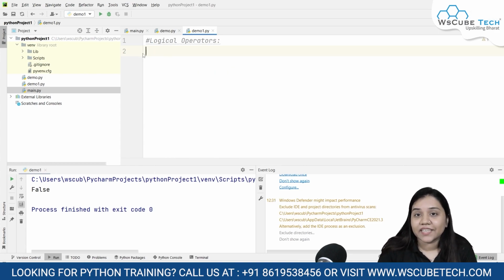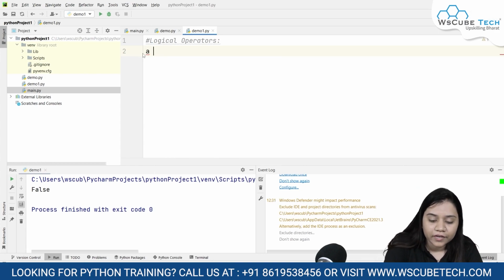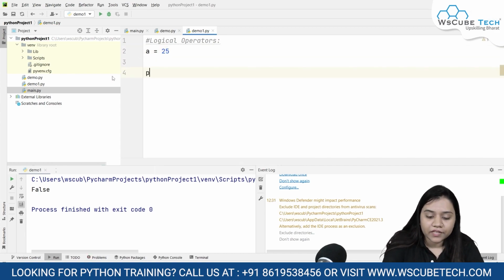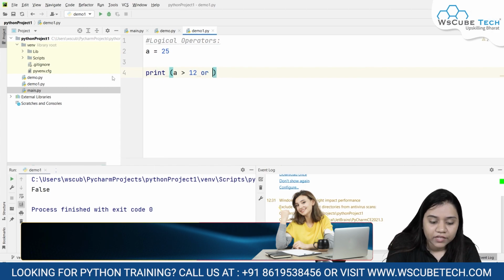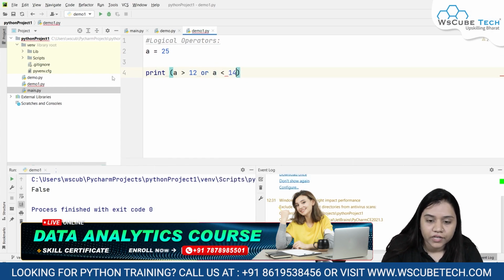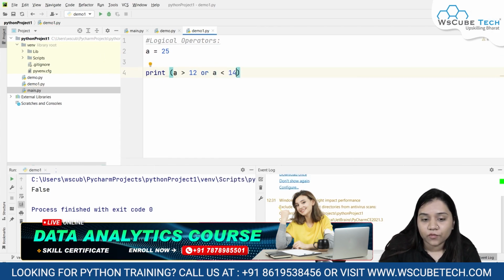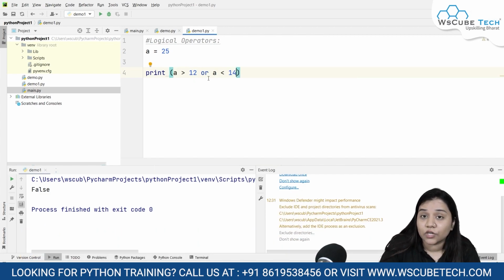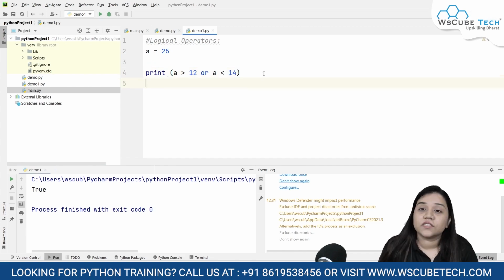Now let's consider a case of the OR operator. For OR, again I am using 25 as the variable. I'm going to print that a should be greater than 12. And because we are using the OR operator, I will put an OR in between, that a should be smaller than 14. Now, what is happening over here? a is satisfying only one of the conditions, that a is greater than 12. a is not smaller than 14, but it is greater than 12. So this was our OR operator, where even if only one of the conditions is satisfied, it gives us true.